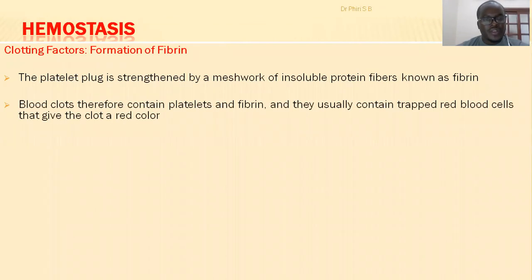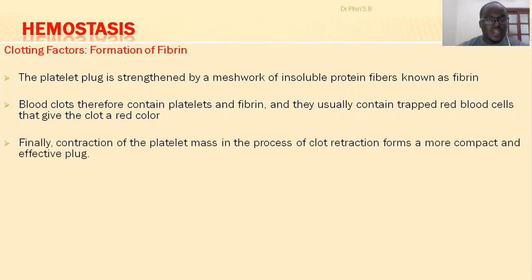Blood clots therefore contain platelets and fibrin, and they usually contain trapped red blood cells that give the clot a red color. So in most cases the clot will have a red color because within the clot you have trapping of red blood cells. But you need to understand that if this clot formation is taking place in a blood vessel with a higher blood pressure, you find that there is no trapping of red blood cells, and that clot will have more of a gray color. So gray color means that this clot is being formed within a blood vessel with high blood pressure. So there's no trapping of red blood cells. So the color won't be red, it will be more of gray.